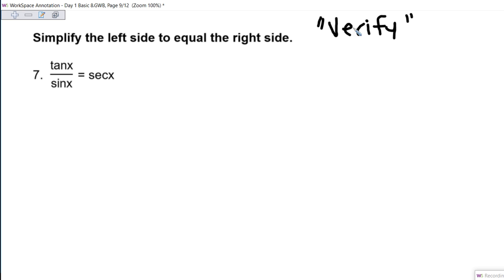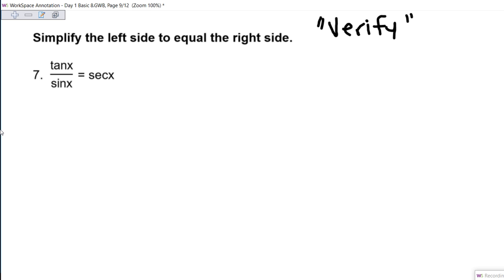And when we're verifying, all we're doing is a trig proof. So what we're doing on problems 7 through 10 is what's called a trig proof. We are proving that's equal. So we're proving the left side is equal to the right side. So notice you do have to do what the instructions say. It says to simplify the left side to equal the right side.